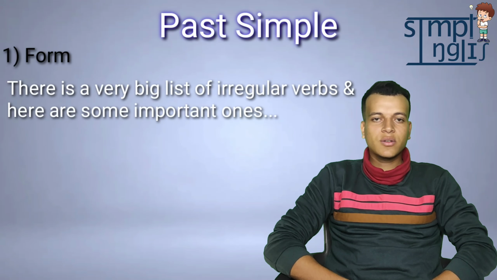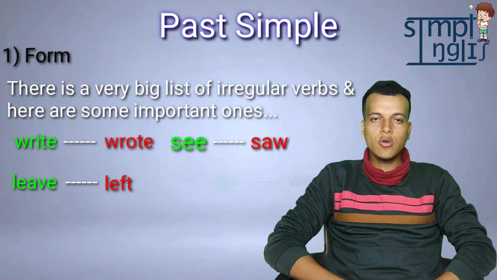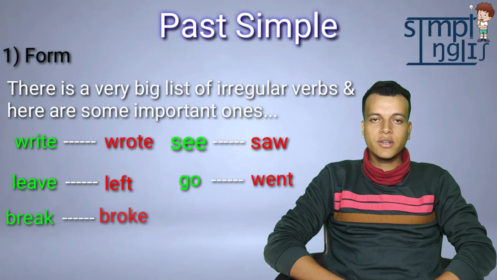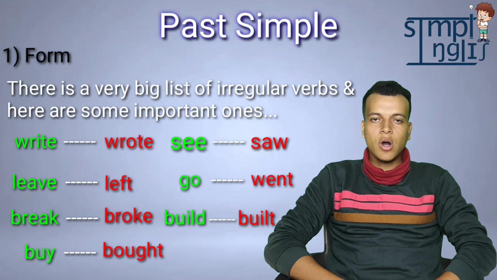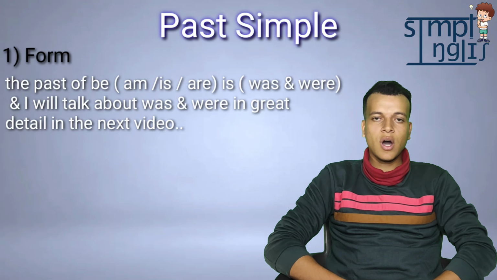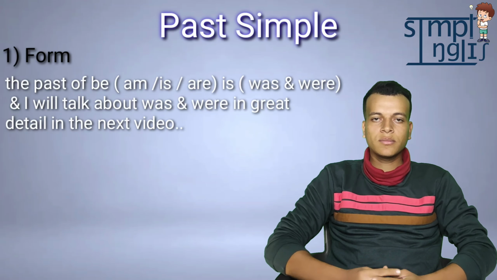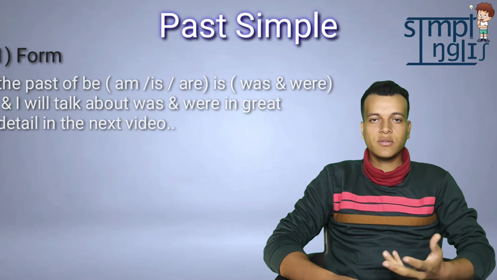There's a very big list of irregular verbs, and here are some important ones. Write, wrote. See, saw. Leave, left. Go, went. Break, broke. Build, built. Buy, bought, and many others. The past of be, or am, is, are, is was and were, and I'll talk about was and were in great detail in the next video.